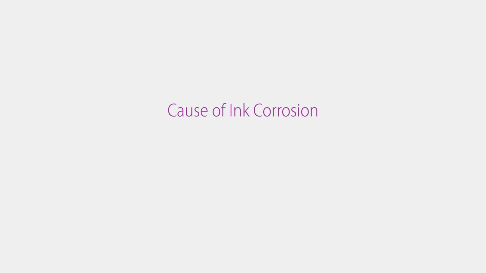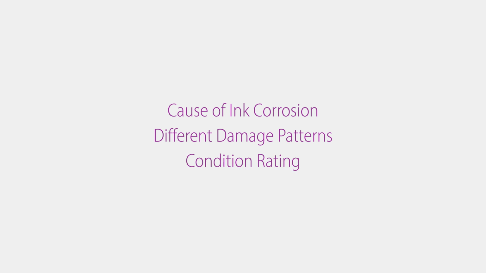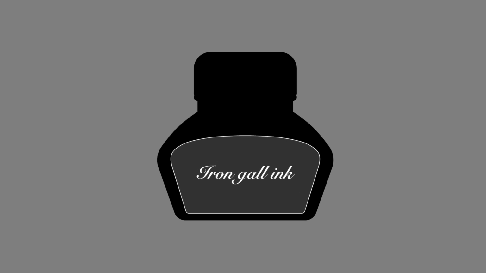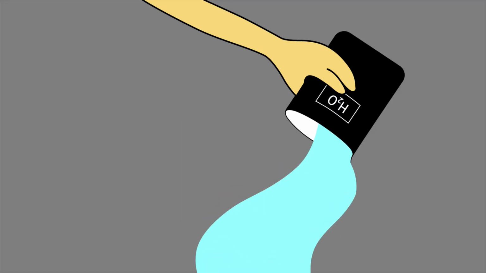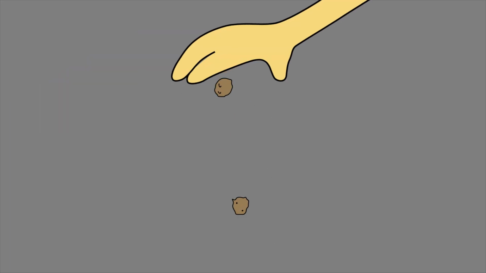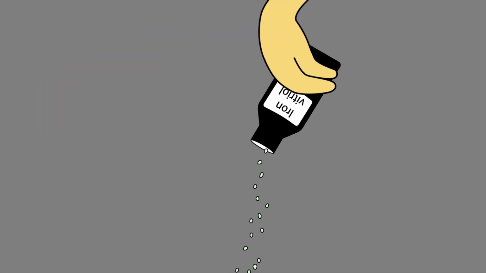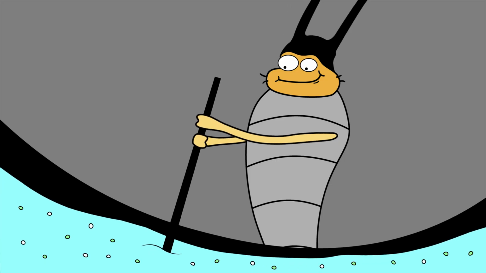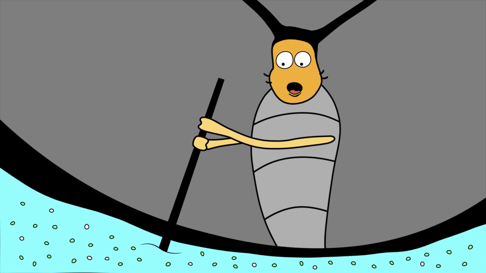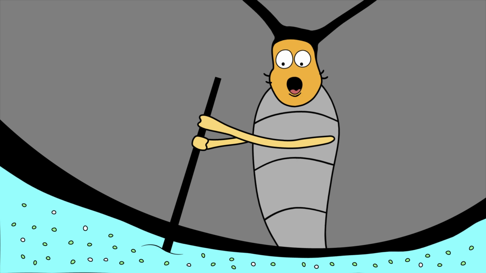In this video, you will learn about the cause of ink corrosion, its different damage patterns, and the condition rating. Ink corrosion damage is caused by the imbalanced composition of iron gall ink. Iron gall ink is composed of water, gum arabic, tannin from oak galls, and iron vitriol. An excessive amount of iron vitriol in the ink can cause the oxidative and hydrolytic degradation of cellulose.